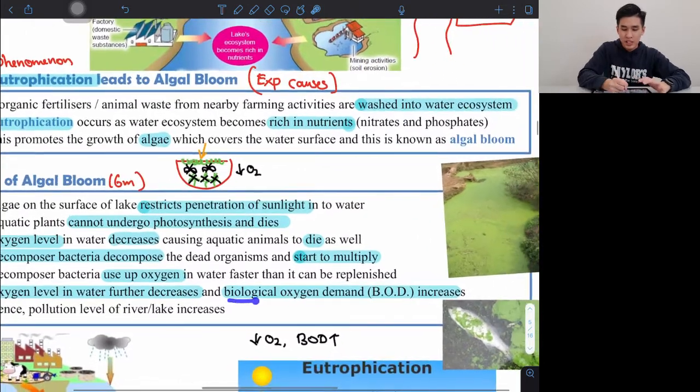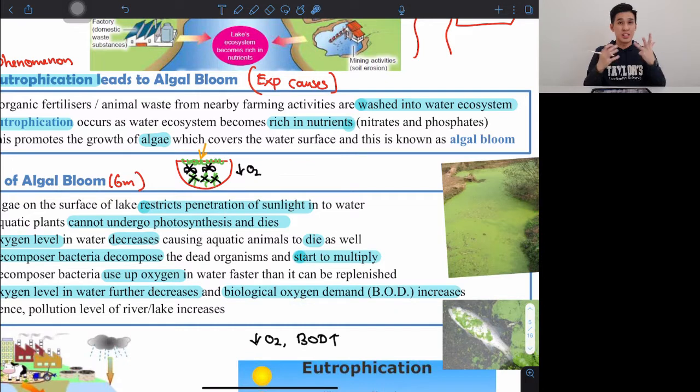So bio means living things. Oxygen demand means the oxygen needed by the living things increases. So if there's less oxygen, they need more oxygen. It's like take away all your money, you have no money, you start to demand, you start to require money even more. So the same thing here, no oxygen, you demand more. So remember just the opposite.